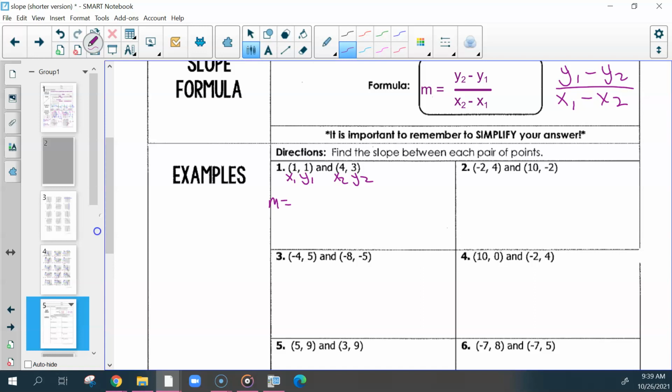So we could also put m equals y1 minus y2 over x1 minus x2. Okay, so for this first one, we're going to use this one. So y2 is this 3. You're always subtracting no matter what, even if these are positive and if they're negative. So I'm subtracting my y1, which is 1.